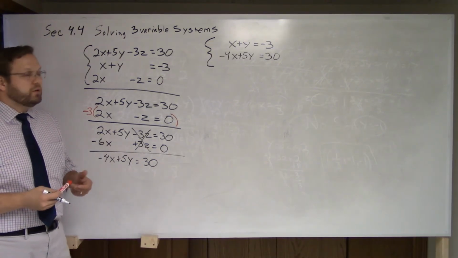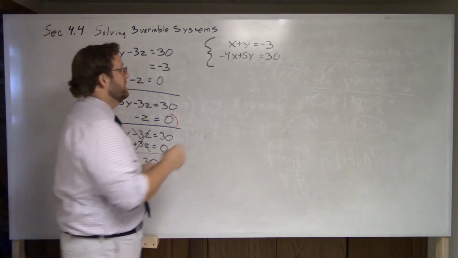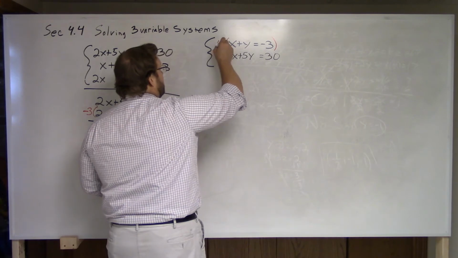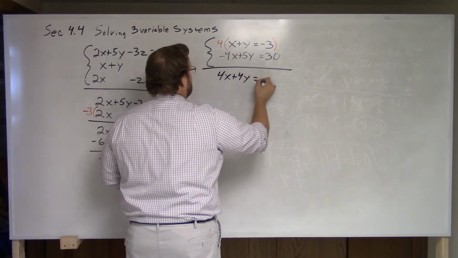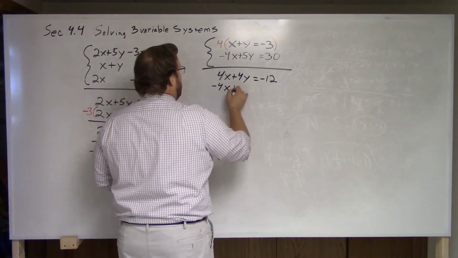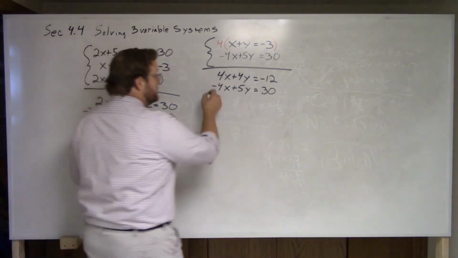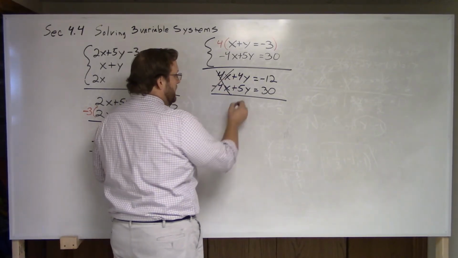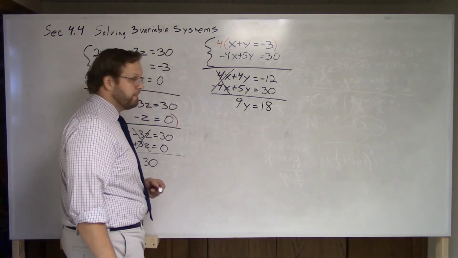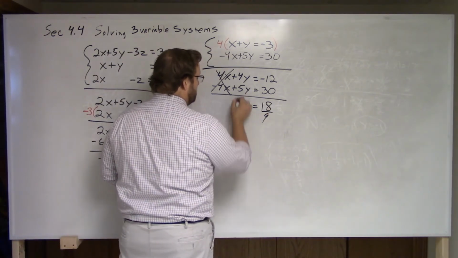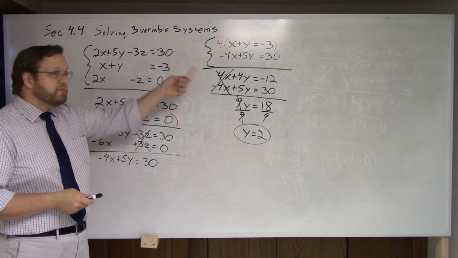Okay? Now, you can eliminate either one of those that you like. I'm going to go after the x's simply because they already have opposite signs. So I'm going to multiply this top equation by a 4. And we're here. The x's go away as we planned. And then we've got 9y equals negative 12 plus 30 is 18. I can divide by 9. And there's my y. Okay, let's finish that system.